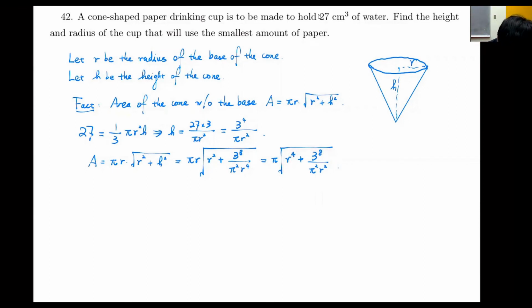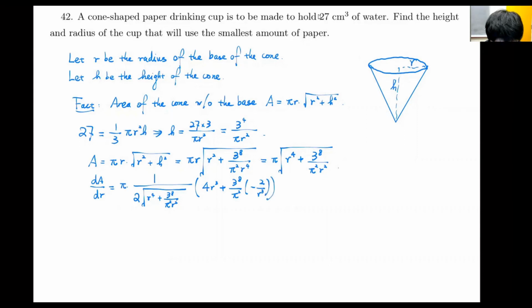So let's just find dA over dr. This is going to be pi as the constant in the front. Then using the chain rule, I will need to deal with 2 times root of r to the 4th plus 3 to the 8th divided by pi squared r squared. Then I need to use the chain rule to get the derivative of the function inside. That will be 4r cubed plus 3 to the 8th divided by pi squared, which is the constant, and then the derivative of 1 over r squared, that will be minus 2 over r cubed. All right, so this is going to be the derivative of A versus r.